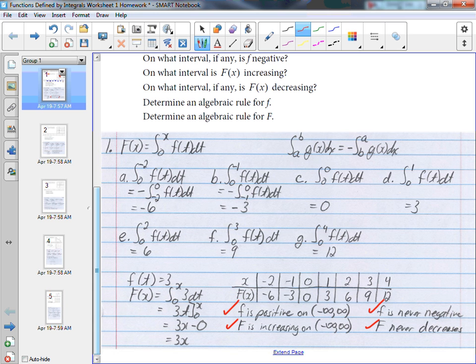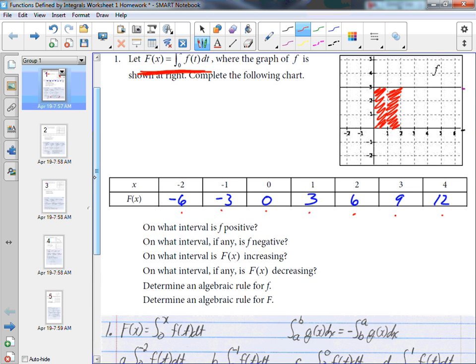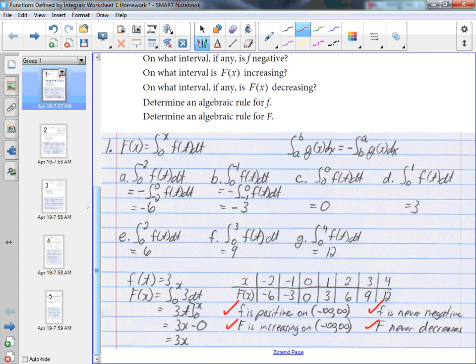Then they want us to determine an algebraic rule for little f. Well, we know it's 3. If they hadn't put a grid there, we wouldn't have been able to get numbers to fill in our chart. But if we didn't know that was a 3, if that was just some random number, wouldn't little f still be a constant function? So little f of t is going to equal some constant. In this case, we know what it is. It's 3. Okay? So our algebraic function for little f is little f of t equals 3.